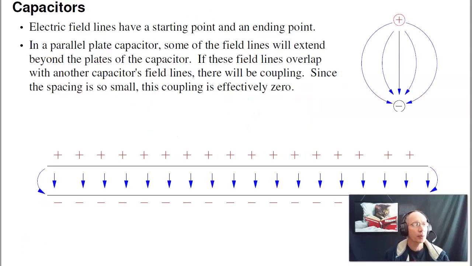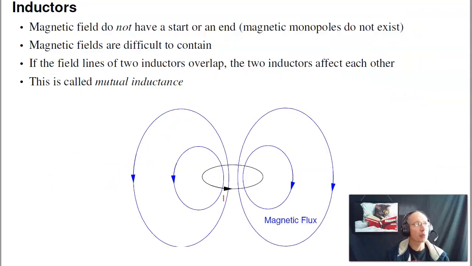Now, inductors are different than capacitors. Capacitors deal with electric fields, and electric fields have a start and an end. There's such a thing as a plus charge and a minus charge. With a parallel plate capacitor, I can put plus charges on one plate and minus charges on the other plate, and the electric fields have a starting point and ending point. A very small part of the electric field goes outside the capacitor. This allows you to put capacitors in circuits without having any coupling between them.